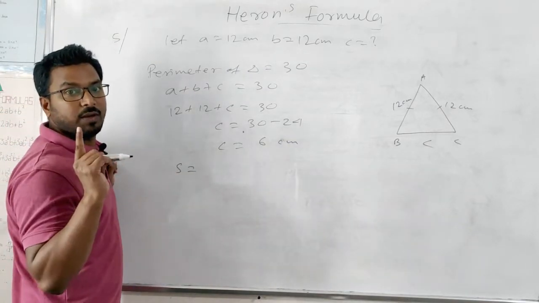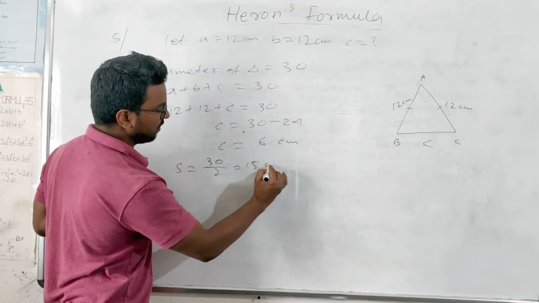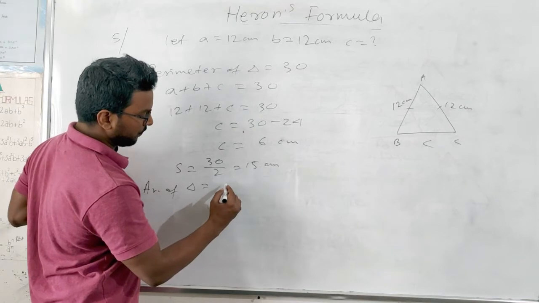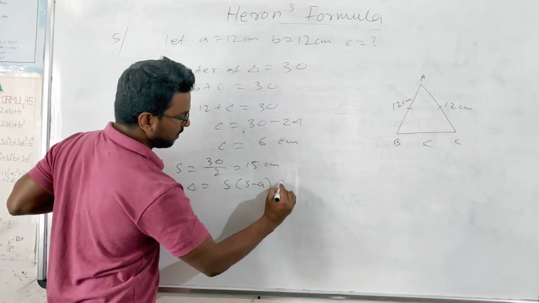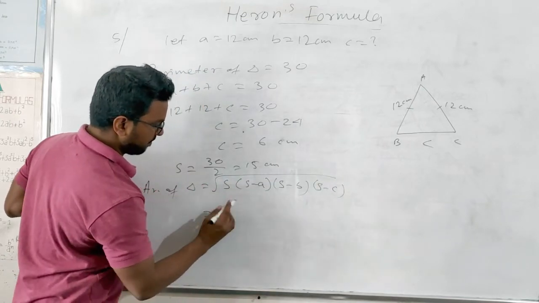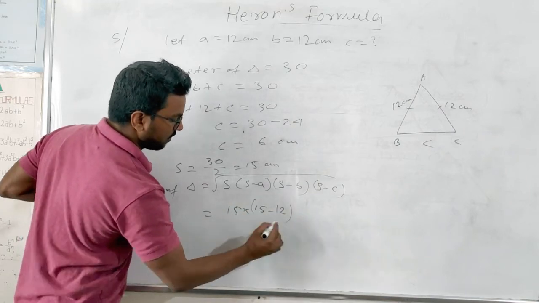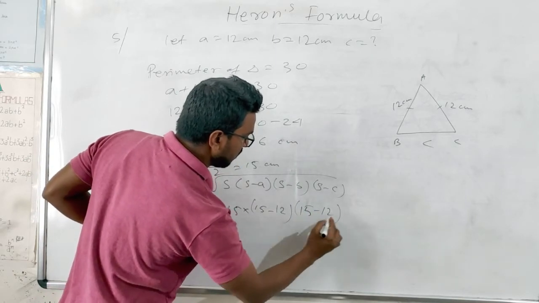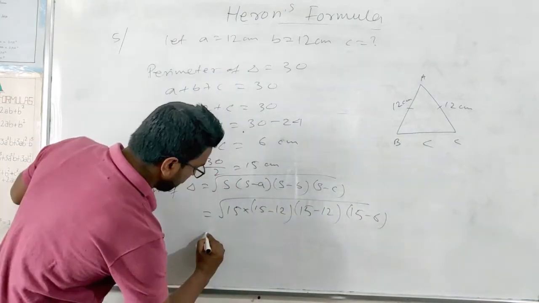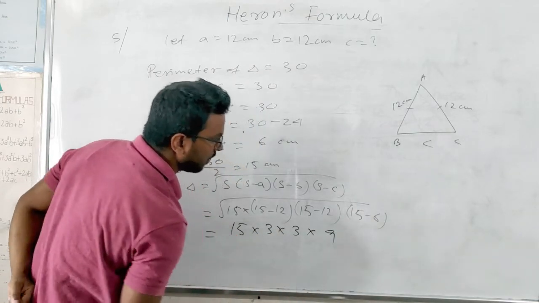Now we have to find S. S is perimeter by 2. The perimeter is given how much? 30 divided by 2. How much you will get? 15 centimeter. So area of triangle equals to root over S into S minus A, S minus B, S minus C. S is how much? 15. 15 minus 12, again 15 minus 12, 15 minus 6. So this will be 15 into 3 into 3 into 9.